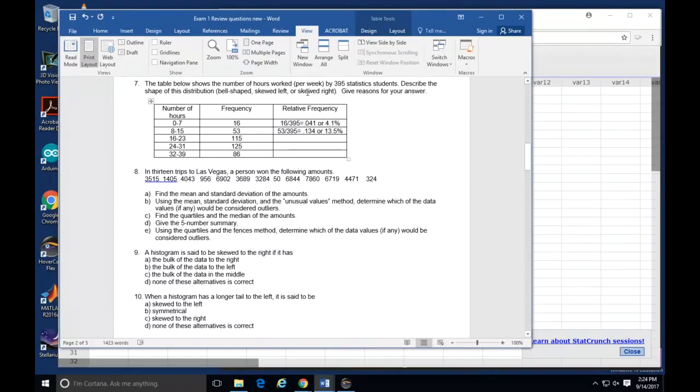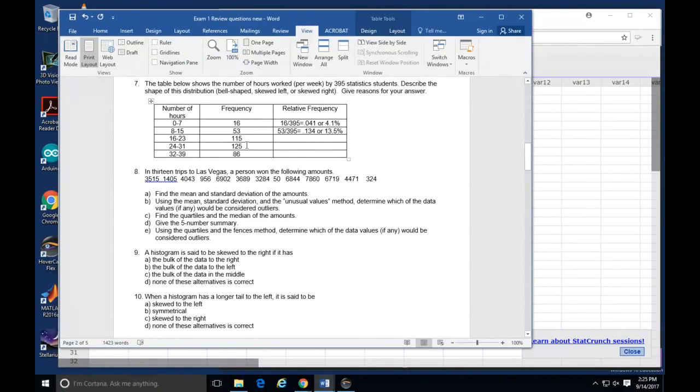Now, another question this one asks is about the shape of the distribution. And we talked about distributions being bell-shaped. That means that they're approximately symmetric on each side of the middle, and that the highest frequency class is basically in the middle of the frequency distribution. Skewed left means that the tail on the left is longer and that there's more of the data on the right side. Skewed right means that the right tail is longer and there's more of the data on the left side.